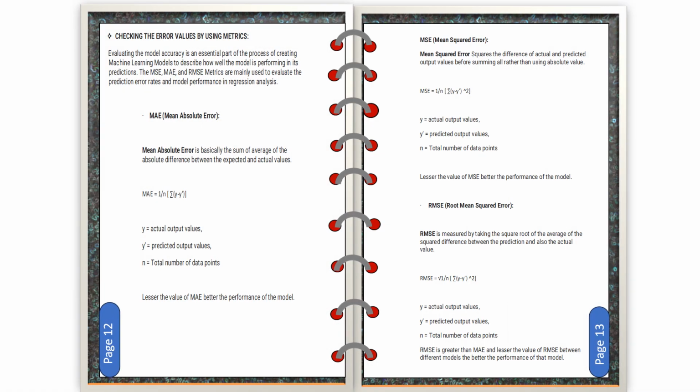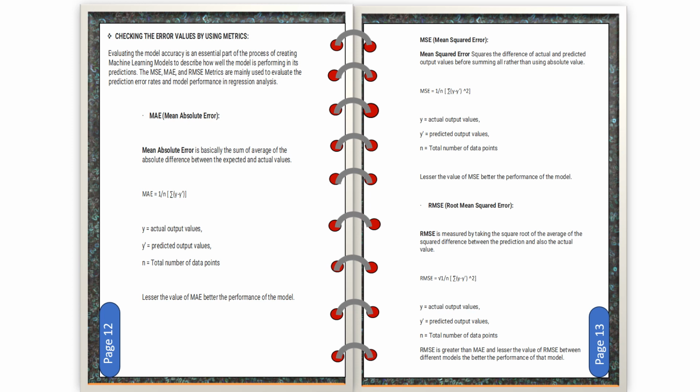Checking the error values by using metrics. Evaluating the model accuracy is an essential part of the process of creating machine learning models to describe how well the model is performing in its predictions. It has three types of metrics. First is the mean absolute error, second one is mean squared error, and third one is root mean squared error.